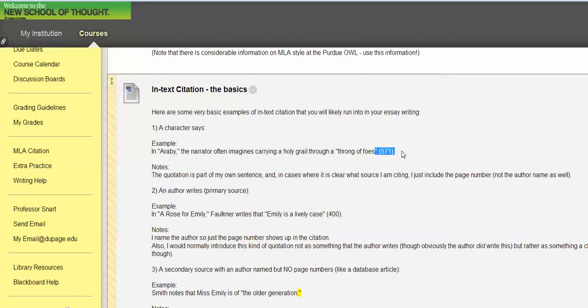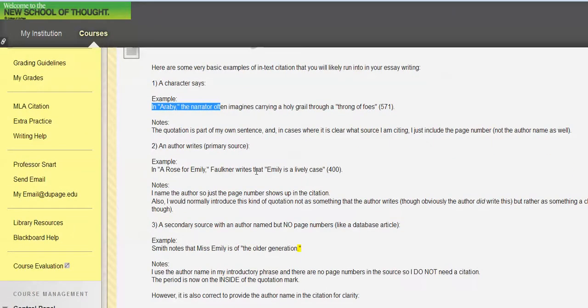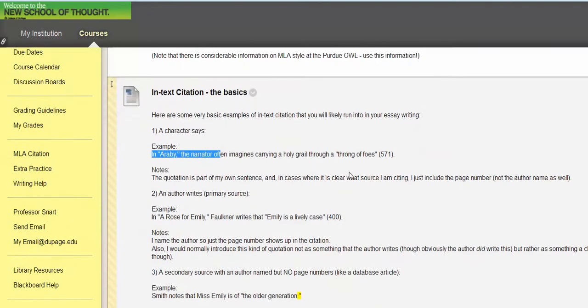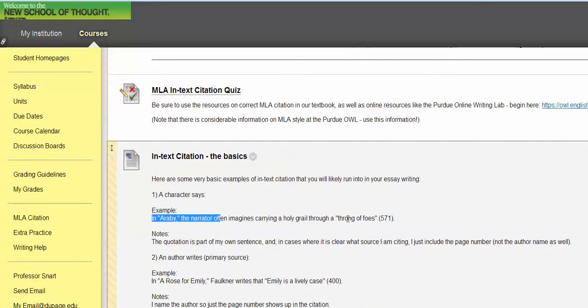So you want to get this formatting correct, know when to use the author last name, when not to. You're always introducing quotations. You're not just starting a sentence or providing a sentence that's just quotation. You need to integrate quotation smoothly. Again, all stuff that's discussed within the unit itself.